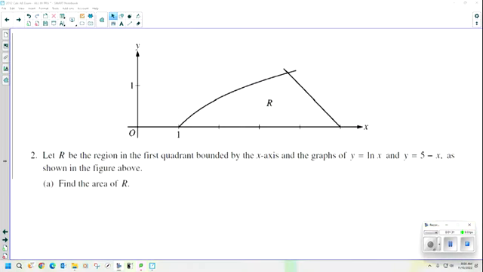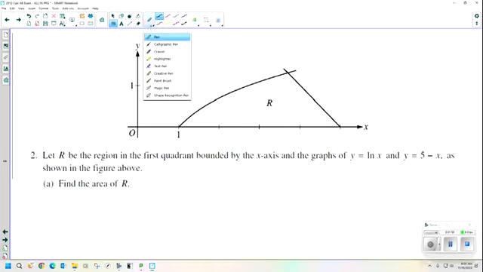You know how I can tell it's a beautiful morning? Because we automatically start with a graph for problem 2. Let R be the region in the first quadrant bounded by the x-axis, the graphs of y equals ln of x, and y equals 5 minus x, as shown in the figure above. Find the area of R. Let's set this up, shall we?